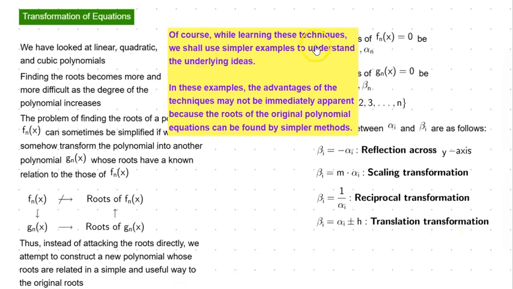Of course, while learning these techniques, we shall use simpler examples to understand the underlying ideas. In these examples, the advantages of the techniques may not be immediately apparent because the roots of the original polynomial equations can be found by simpler methods. But later on, we will look at slightly more complicated uses.